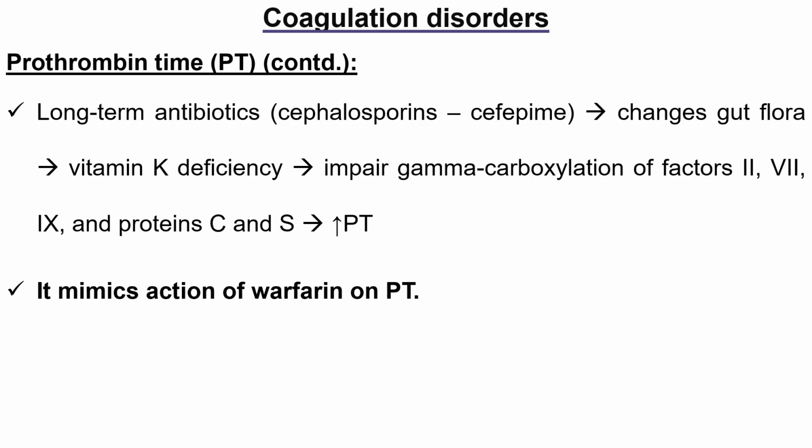It impairs gamma carboxylation of factors 2, 7, 9, protein C and S that leads to increased prothrombin time. So these antibiotics primarily mimic the action of warfarin on prothrombin time.